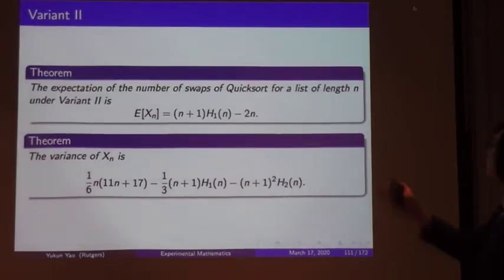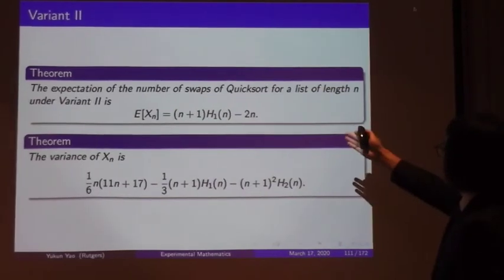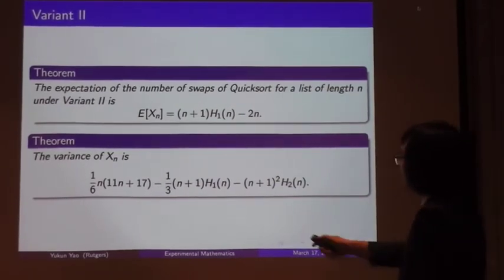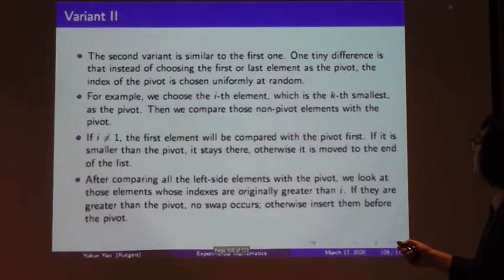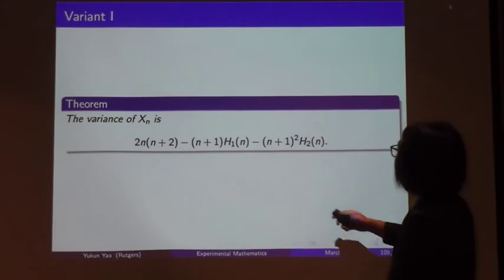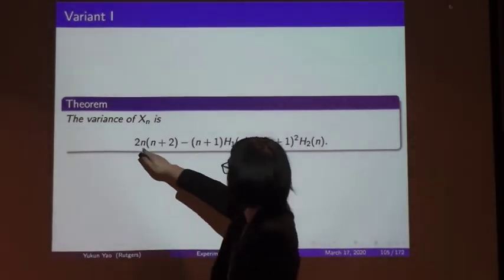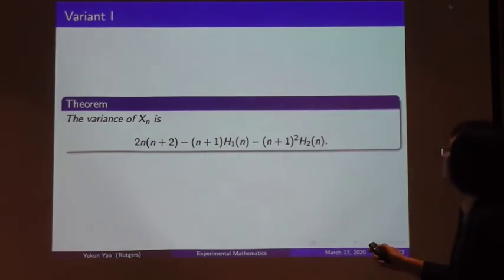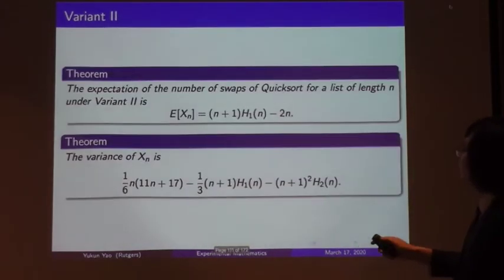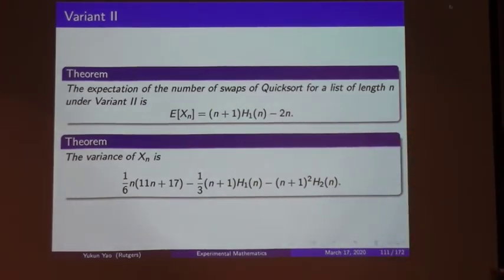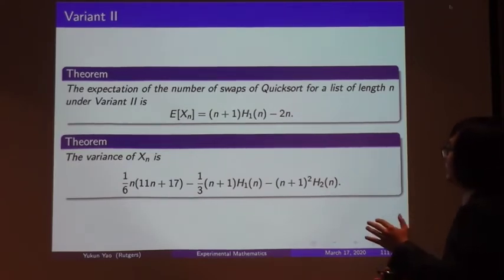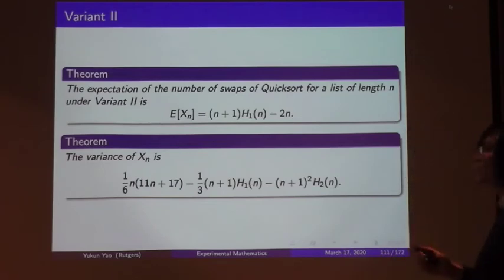Then we have the expectation. You can notice that the expectation is the same, but actually this variance is smaller than the previous one. For the variance, the leading term was 2n squared, but here it is 11 over 6 n squared. It means that by choosing the pivot uniformly at random, I mean not only the value but also the location, we can have a more consistent performance because the variance is smaller.